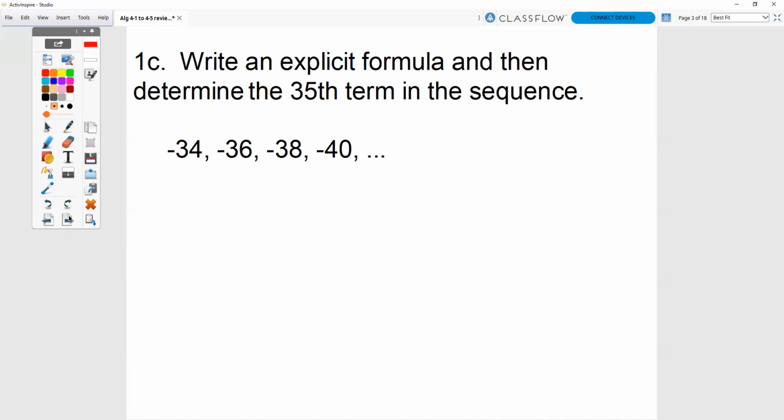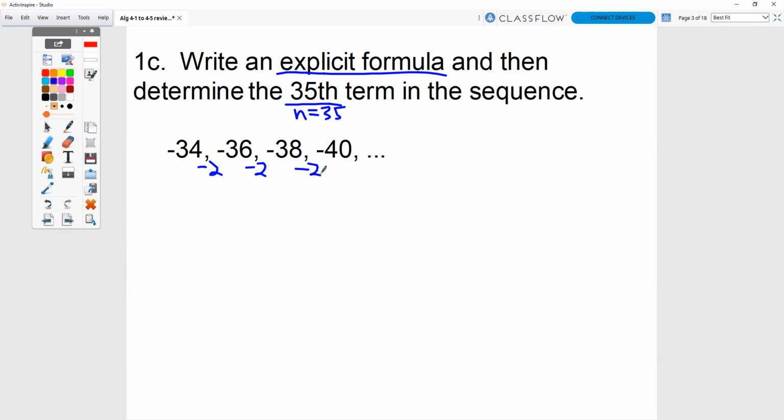For the next one, 1C, write an explicit formula and then find the 35th term. So again, n equals 35 here for our 35th term. When I'm taking a look at it, I can see that it's going by twos each time, but we're not going by +2. We're adding -2, or subtracting by 2, each time. If you couldn't figure that out, we could go backwards and subtract the numbers.